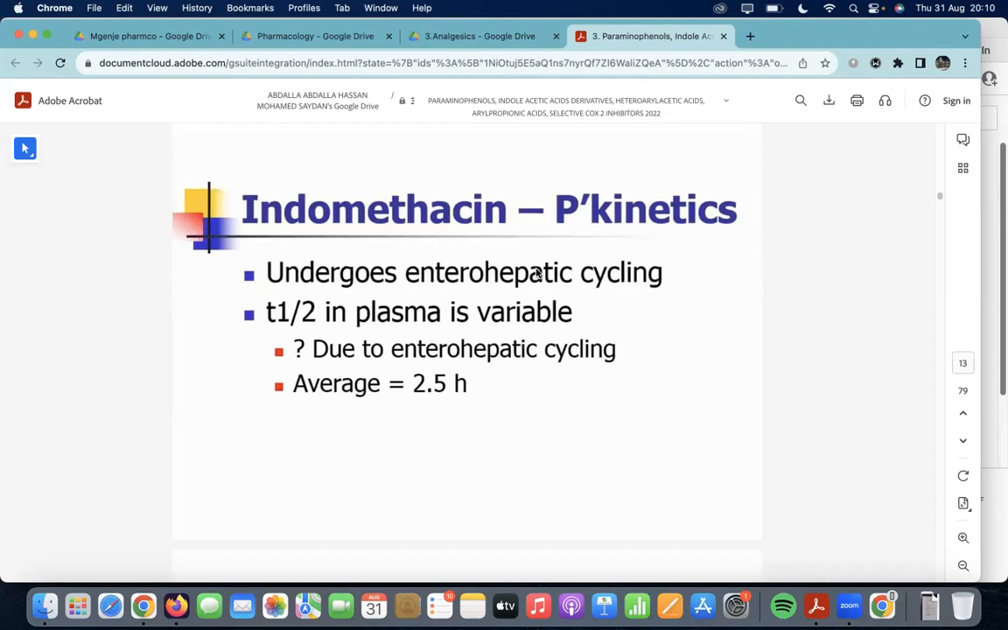So I think some drugs rotate between the intestine and the liver, being conjugated and deconjugated again. It's like a cycle. I think that's why it's called enterohepatic, because entero is the intestines and hepatic is the liver. So half-life is variable. We cannot give a specific number on the half-life because of the enterohepatic cycling. That's something key to note, that indomethacin undergoes enterohepatic cycling. But the average they've given is like 2.5 hours.